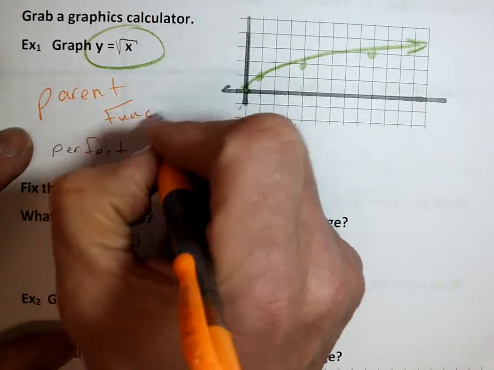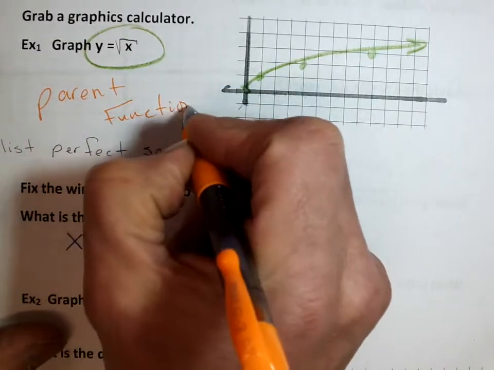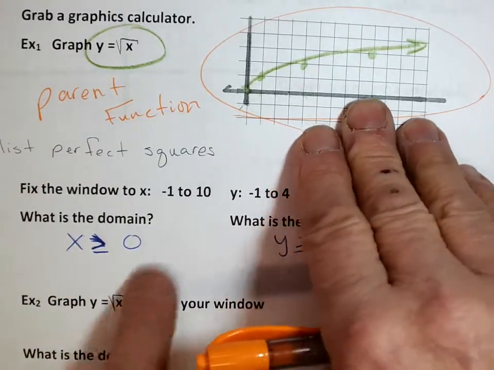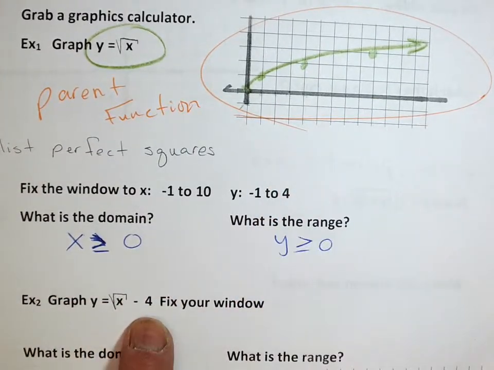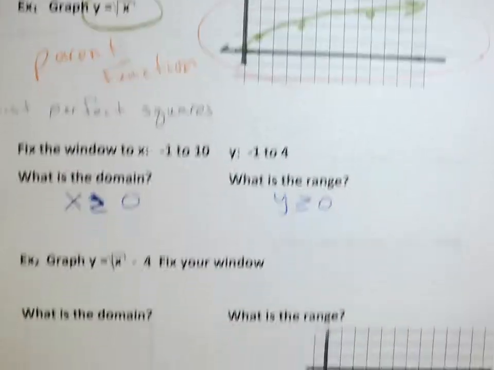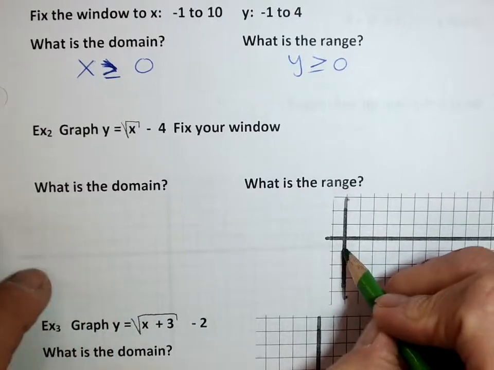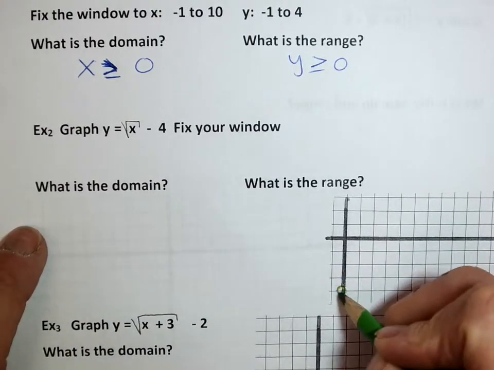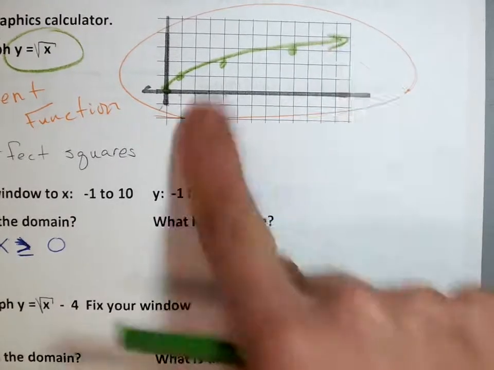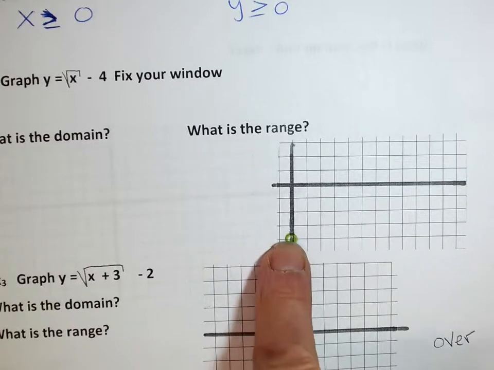This is my parent function, and I'm going to take my parent function and just bring it down 4. So we're just going to take this graph and bring it down 4. So let's do that. I'm going to take it down 1, 2, 3, 4. So I'm going to take my parent function and bring it down 4. Let's do the same thing from here.